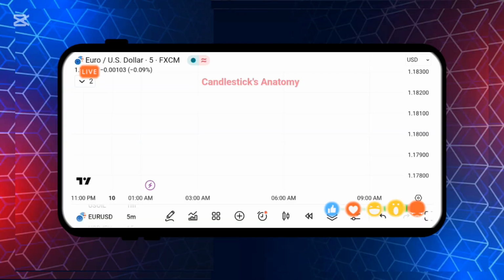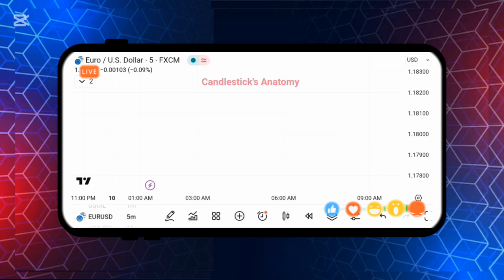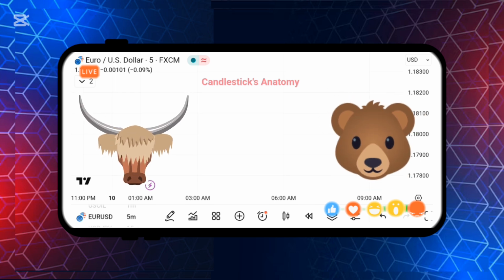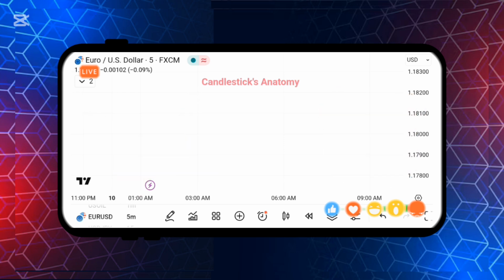So we have two types of candlestick. We have the bullish and the bearish candlestick. Like I said, we have the bullish and the bearish candlestick. Now, these candlesticks are being derived from two words. You can hear a bull and a bear in the word. So, now you can understand that it's derived from animals.